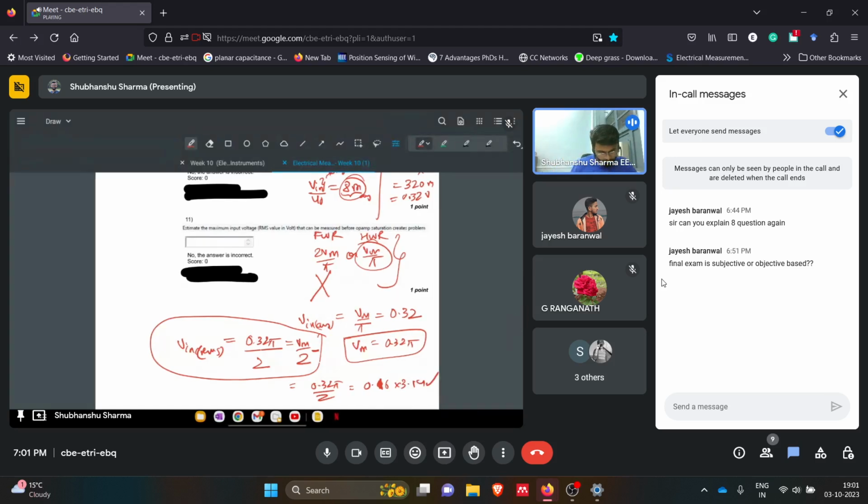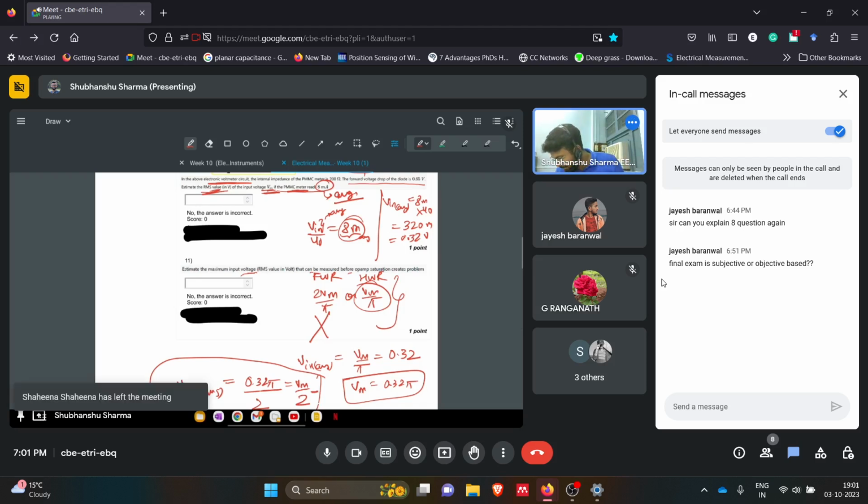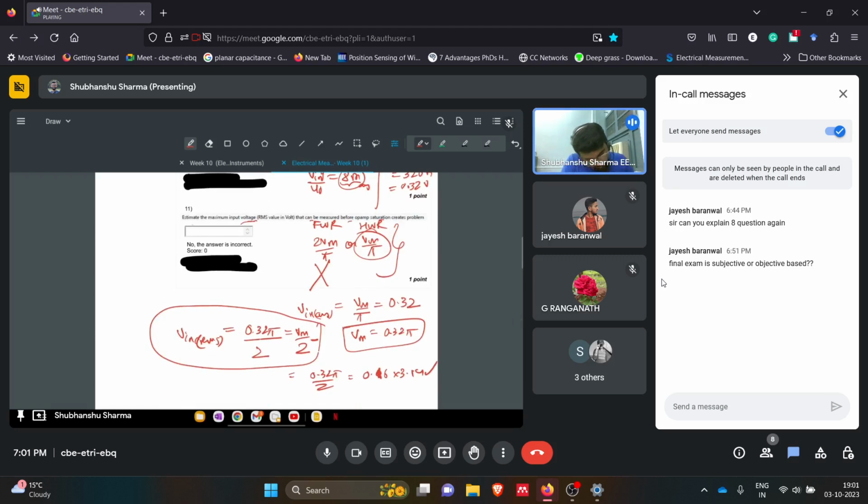Now the next question. Estimate the maximum input voltage that can be measured before op-amp saturation creates problem. I'll just wait for a second. Okay, so yeah, the next question is estimate the maximum input voltage.